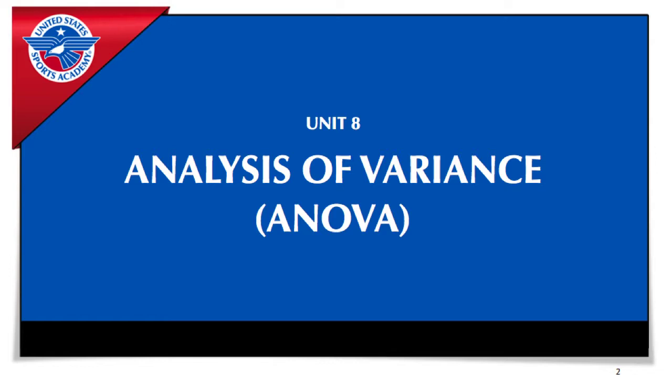This is Unit 8 of Math 465, Statistical Measurements in Sports. This unit covers analysis of variance. It is important to note that this presentation is simply a summary of the topics covered in Unit 8 and not intended to replace the textbook or any supplemental readings.